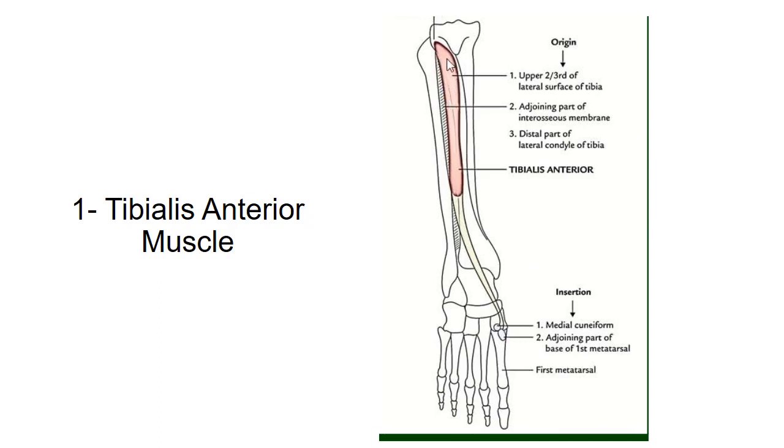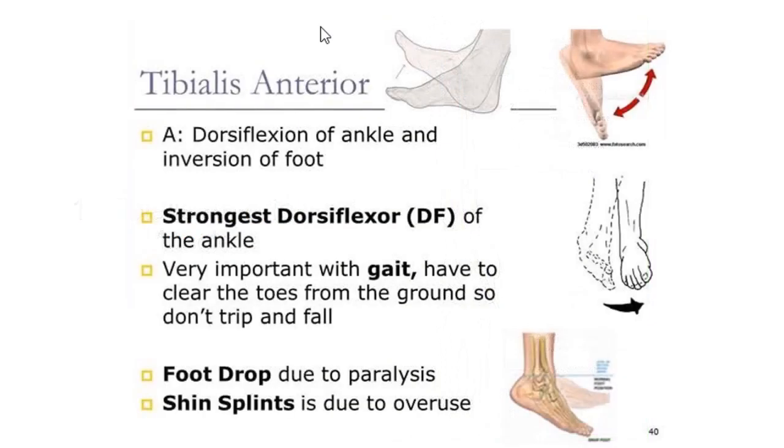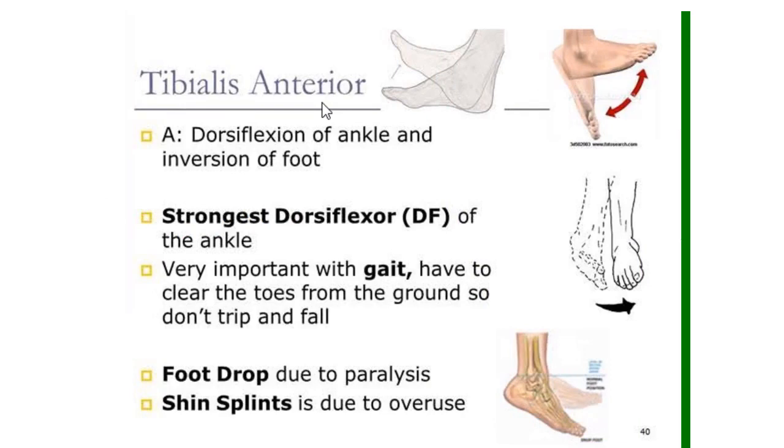This is origin of tibialis anterior from the upper 2/3 of lateral surface of tibia, and this is insertion point. Now coming to the action of tibialis anterior. Tibialis anterior is a strong dorsiflexor of the foot. This is dorsiflexion of the foot. As you can see here, the upward movement of the dorsum of the foot. This is dorsiflexion, this is plantar flexion. Tibialis anterior is a strong dorsiflexor of foot.